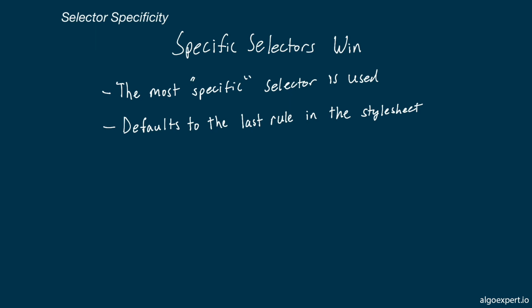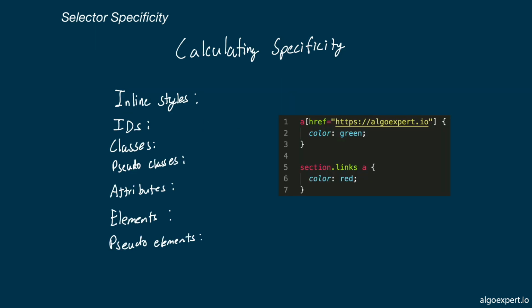So essentially we say that the most specific selector is the one that gets used, and by default, if all of the selectors have the same specificity, then it will just use whichever one was last in the file that it is reading. But then that raises the question of, how do we actually weight these selectors? What does it mean to be specific? And the way that this works is actually quite formulaic and easy to calculate.